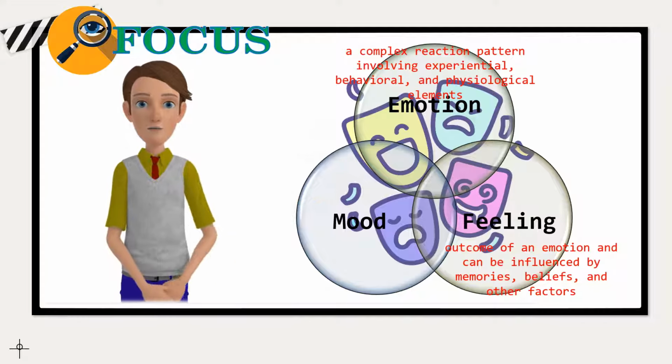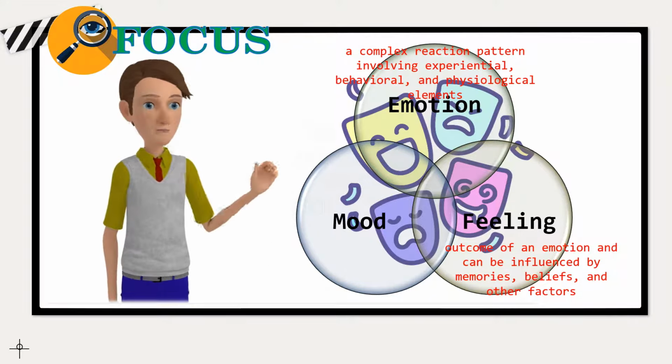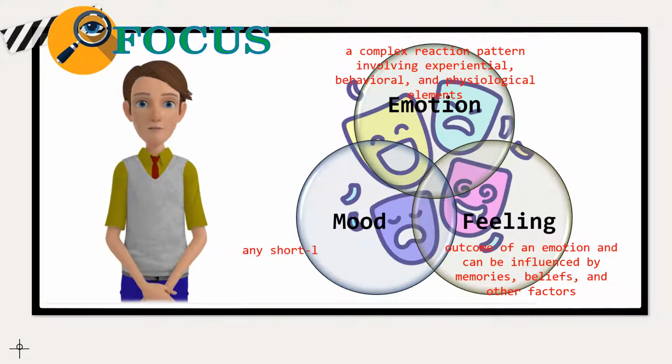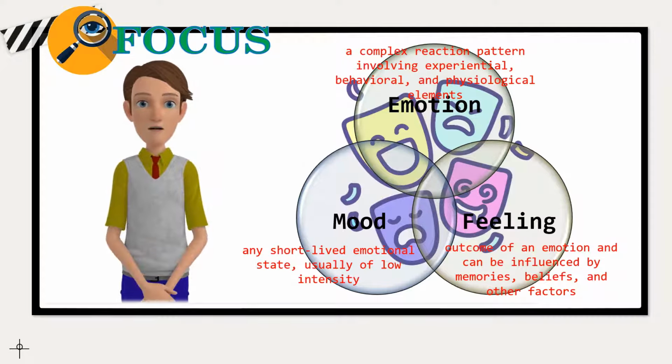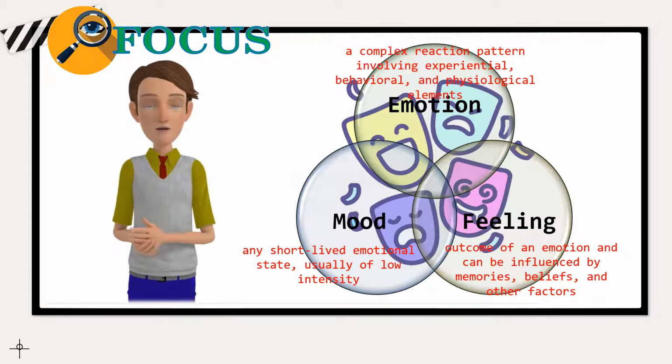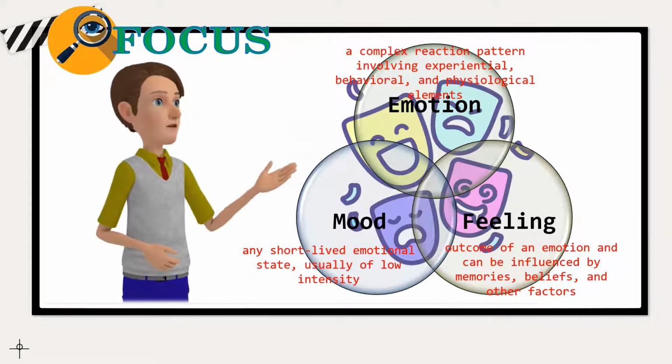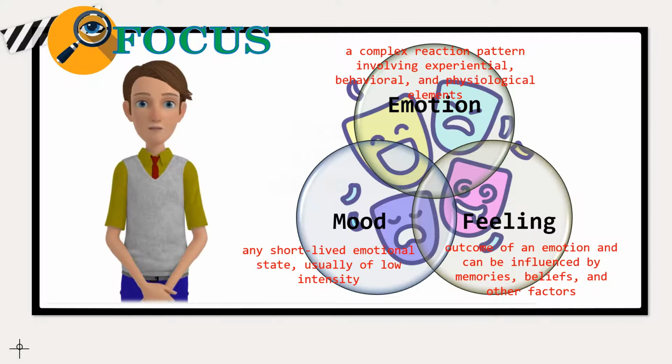The American Psychological Association defines a mood as any short-lived emotional state, usually of low intensity. Moods differ from emotions in that they lack stimuli and have no obvious starting point. For example, insults can cause anger, whereas an angry mood can appear for no apparent reason.